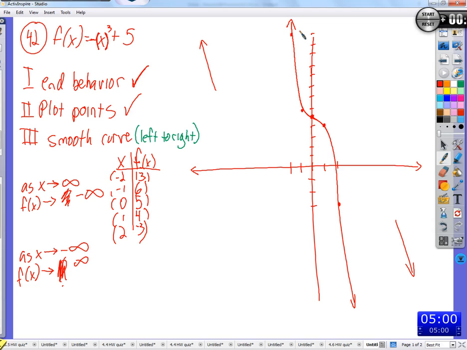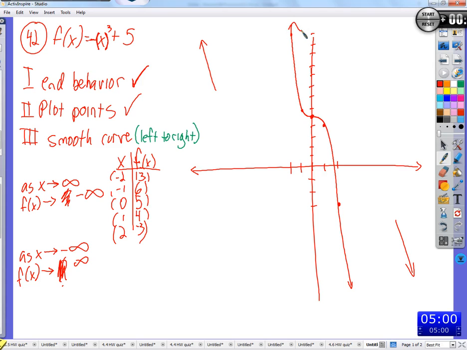Now, can I guarantee you that that's exactly what the graph looks like? No, I can't. All I need to do is make sure I have that right end behavior and those points are correct, and I go through those points. It could look like anything. I'm just not sure what it looks like. Maybe it's more curvy like that. Or maybe it comes down and goes horizontal and then goes down like this.